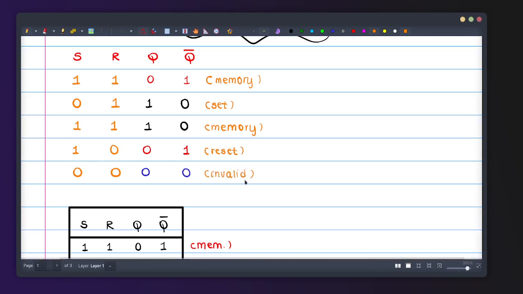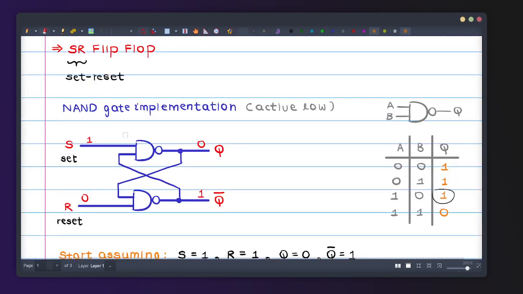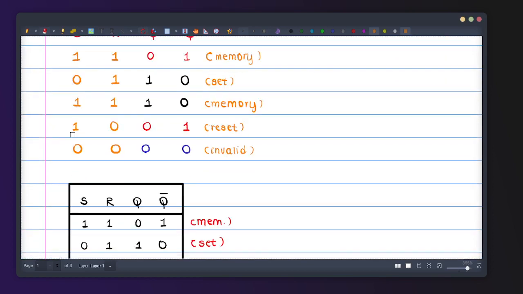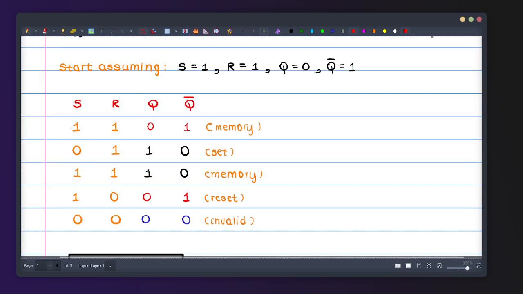Now going back to our beginning, remember how I told you that this logic gate implementation of the SR flip-flop, the NAND gate implementation, is active low. What does that mean? Notice that what results in Q changing is the input going from a 1 to a 0, right? See, when the set input went from 1 to 0, Q changed from 0 to 1. When the reset input changed from 1 to 0, the Q output changed from 1 to 0 as well. So what triggers changes in the circuit is when ones change to zeros.